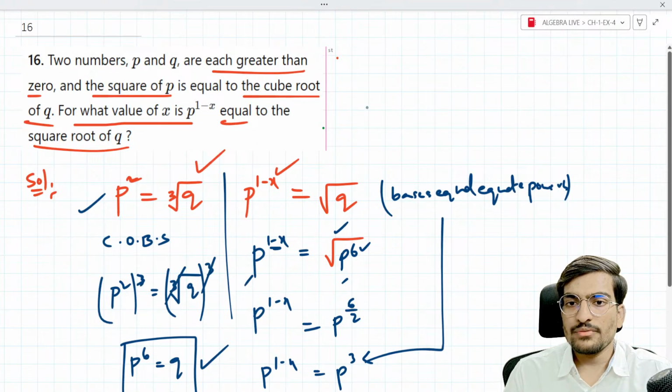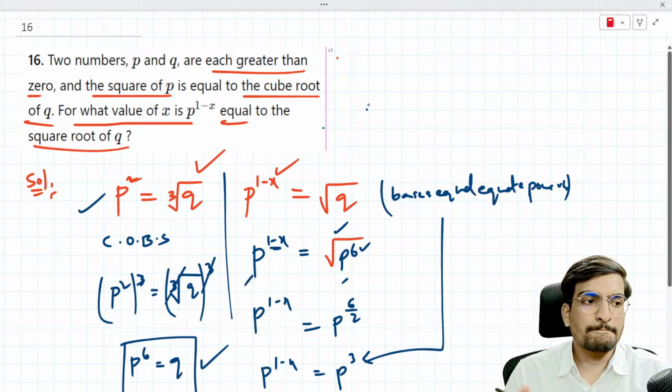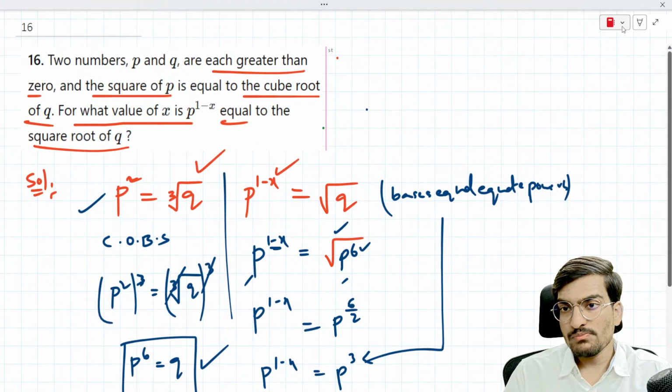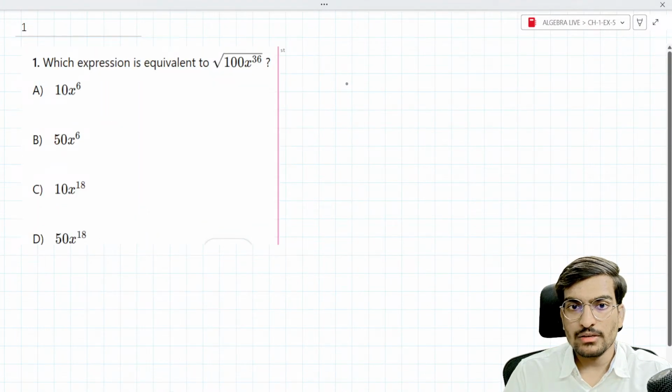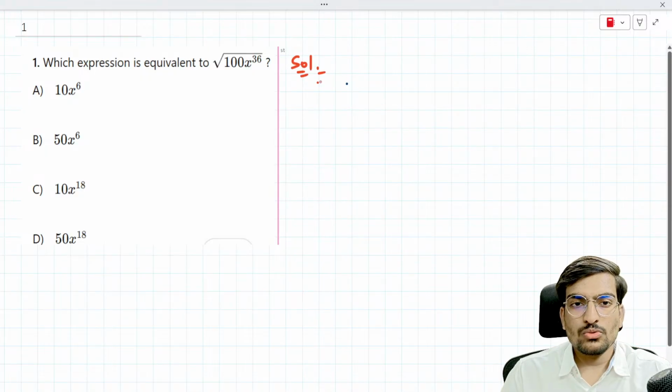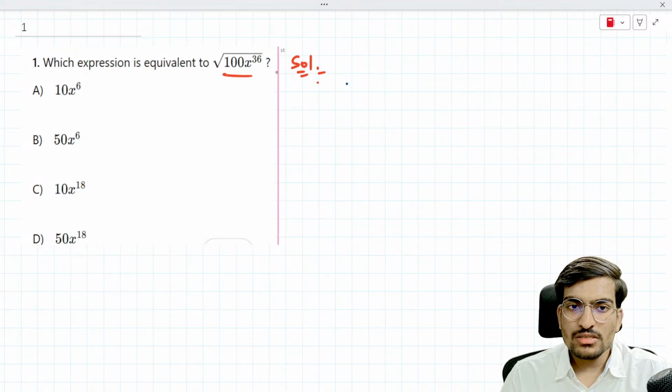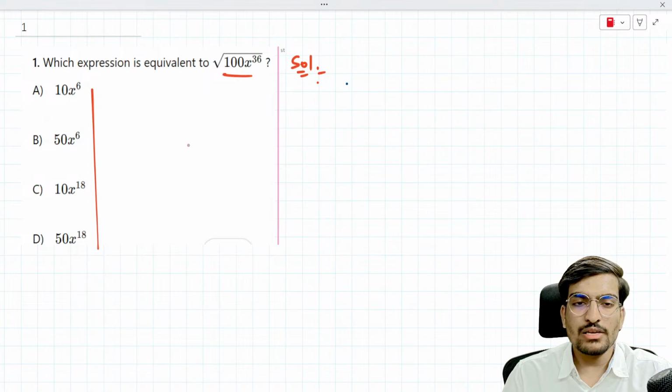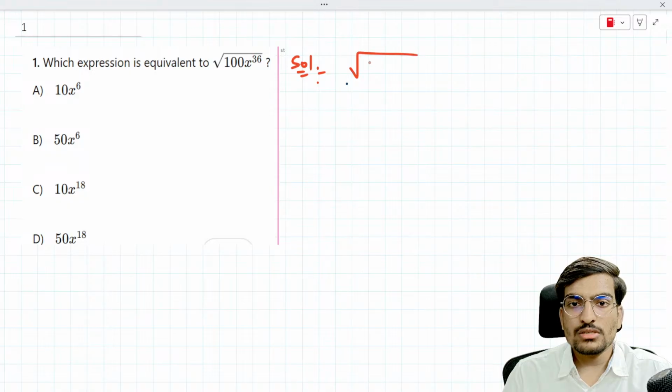So we are done with exercise 4, 1.4. Let's start exercise 5. Same thing: which expression is equivalent to this, and we have to get the value in this format where there is no square root. So what we do, we take the root of 100 x raised to the power of 36.